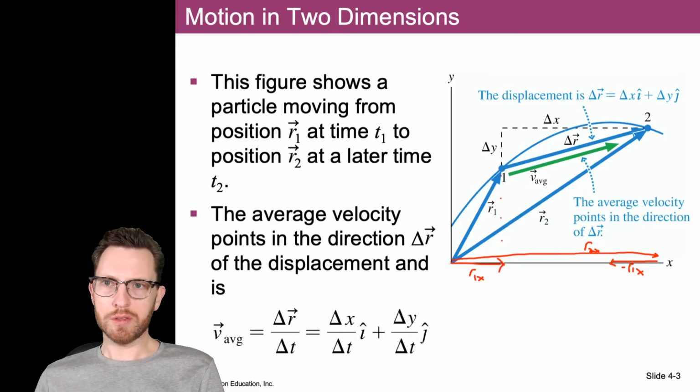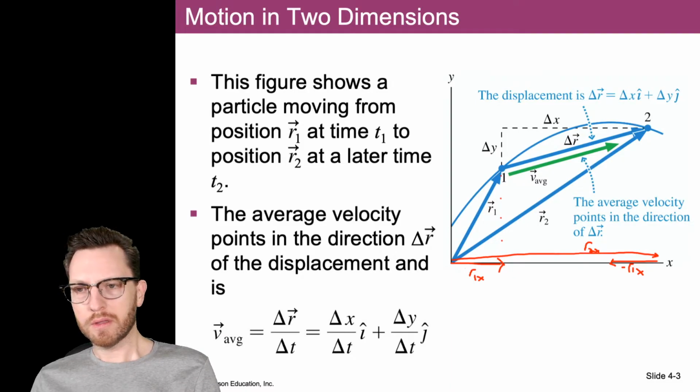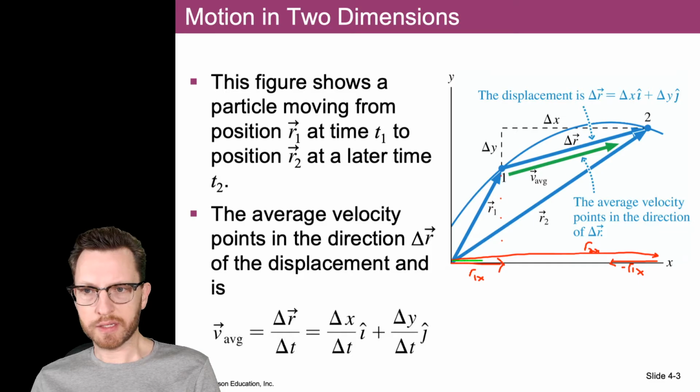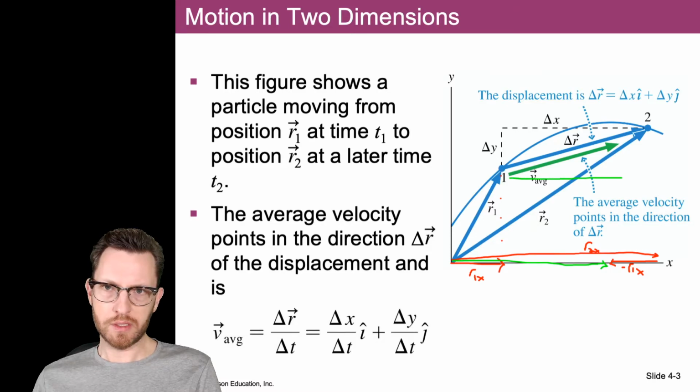So the resulting vector then is this vector that points in, let me grab a different color quickly, let me grab the green. That vector difference then is this green vector that goes from the tail of R2x to the tip of minus R1x. And notice that that's going to match the x component of my delta R vector here. So these two vectors here would end up being equivalent. And I could do this similar exercise in the y direction.